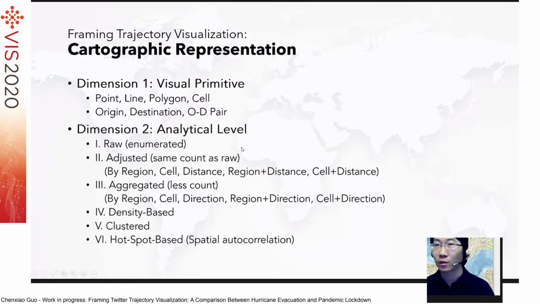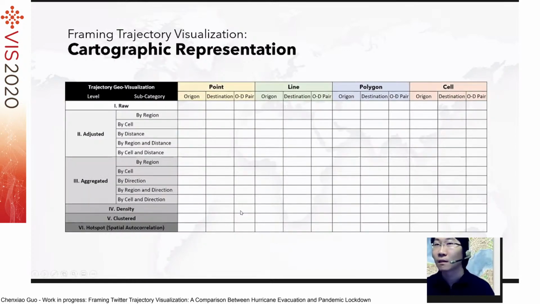For dimension 2, we will go through some analytical levels of our visualization forms. First is the raw data or enumerated units. Second would be the adjusted level, which has the same count as the raw data, but with some modifications. The third level will be the aggregated level, with fewer counts, but maybe in other forms, shapes, or styles. And the fourth level would be density-based, then cluster-based, hotspot-based, from a basic level to a more advanced level of analysis. So here is the complete form of what I'm going to summarize: point, line, polygon, cells, and the other dimension from raw level to hotspot level.